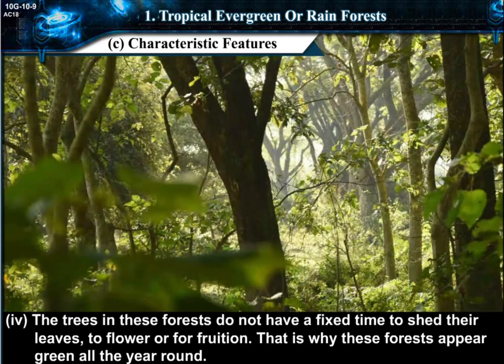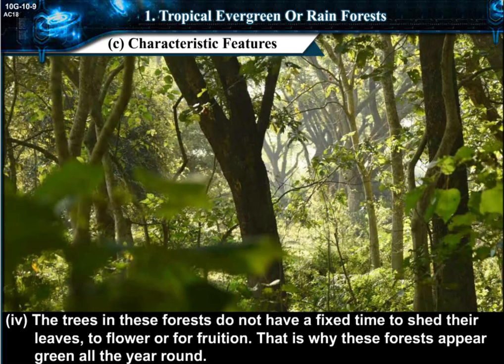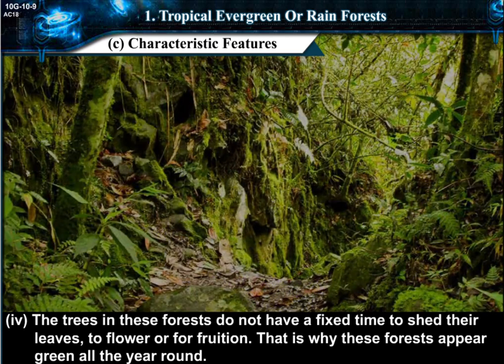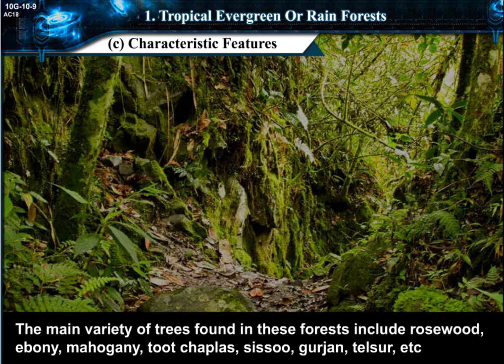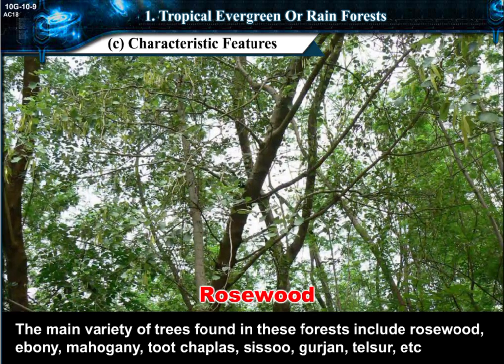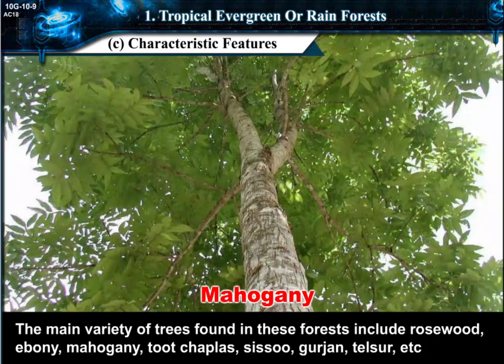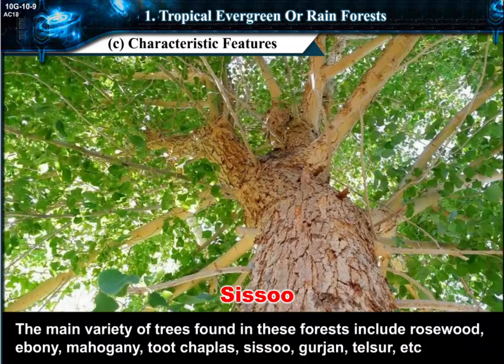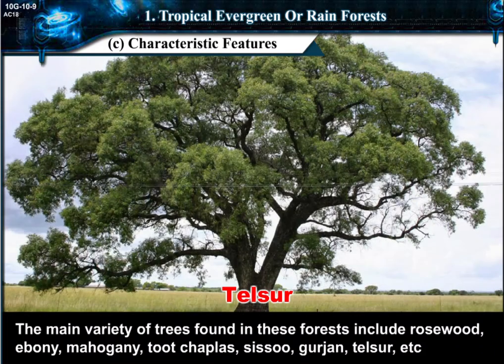Fourth, the trees in these forests do not have a fixed time to shed their leaves, to flower, or for fruition. That is why these forests appear green all the year round. The main variety of trees found in these forests include rosewood, ebony, mahogany, tooth chaplas, siso, gurjan, tilsur, etc.